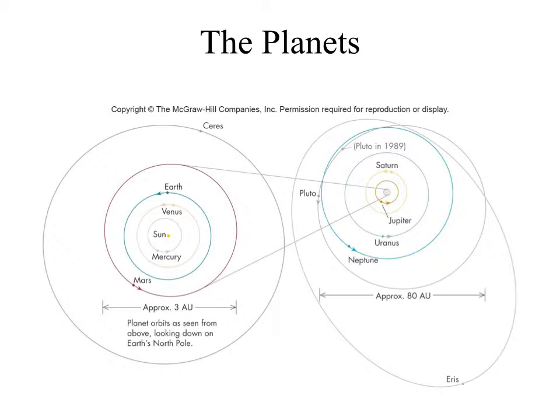Now we can see that the diameter of the inner planets region is about 3 AU, whereas it's about 80 AU for the outer planets.